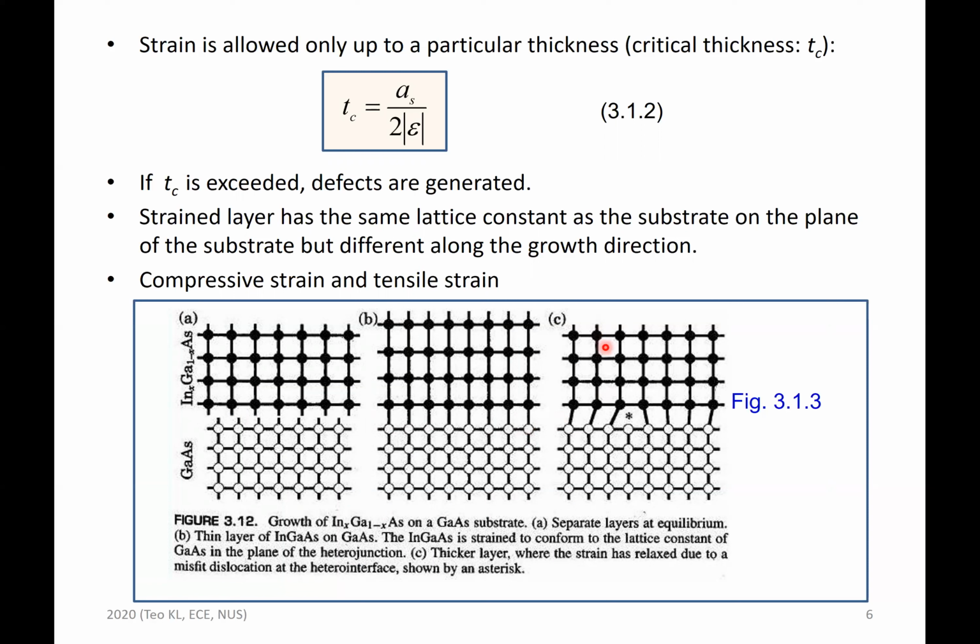Now, if you grow too thick an indium gallium arsenide layer, then the strain is relaxed. Basically, the film is relaxed. There is no longer strain, and you will introduce misfit dislocations at the interface. Sometimes we call this the hetero interface, or just the interface between two dissimilar semiconductors. For two dissimilar semiconductors, or two different types of materials, the junction that is formed at the interface we call a heterojunction, or the hetero interface.